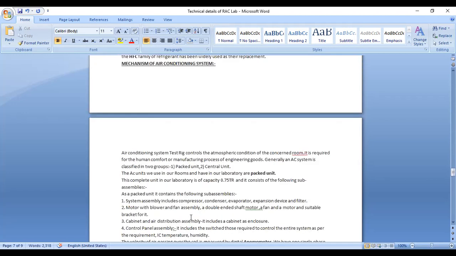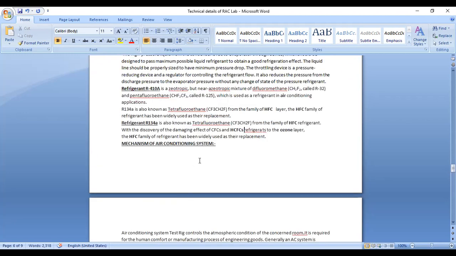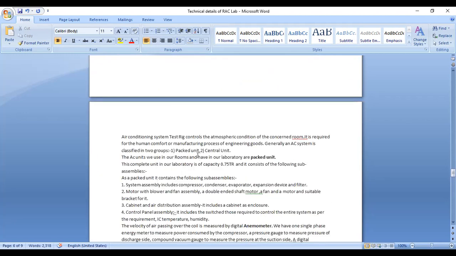Now, let us go to the mechanism of the air conditioning system itself. An air conditioning system basically controls the atmospheric condition of a constant room. It is required for the manufacturing process of engineering goods. Generally, an AC system is classified into two groups: packed unit and central unit.